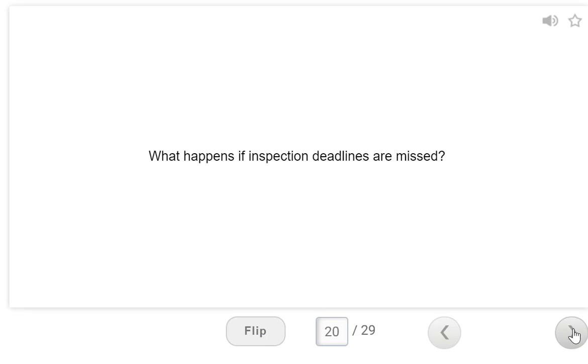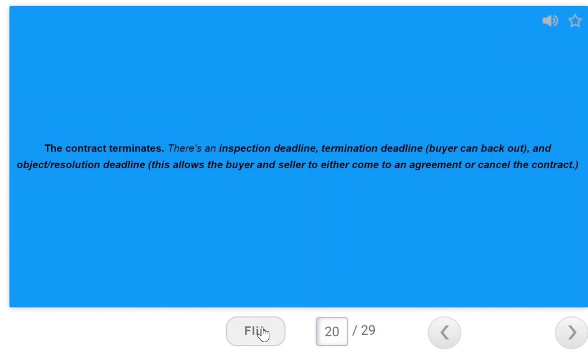What happens if any inspection deadlines are missed? The contract terminates. So there's an inspection deadline, a termination deadline. That's where the buyer can get out of the contract. And then there's an objection resolution deadline. This allows the buyer and seller to either come to an agreement or cancel the contract.